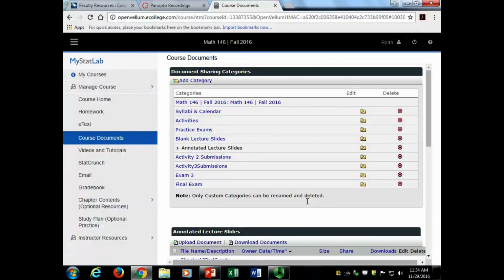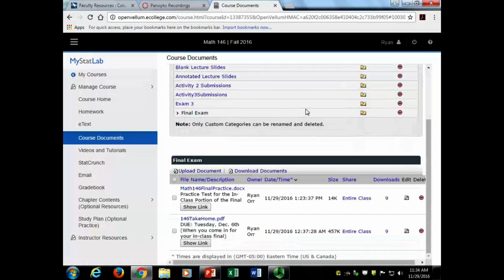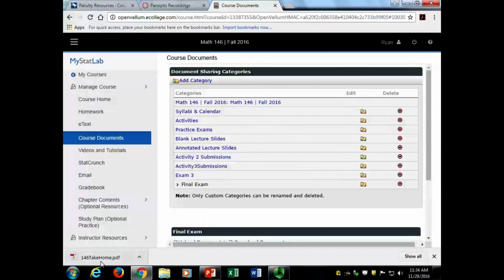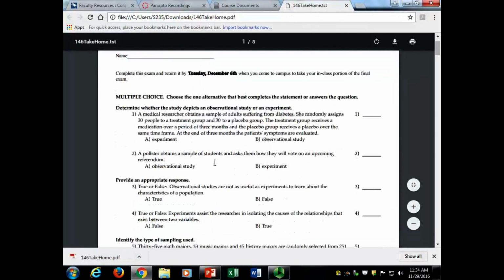But what I did post is, in the final, there's a new folder called Final Exam. And there are now two things in there. Some people have found them already. The first one in there says 146takehome.pdf. That's the take home portion. And you've got to bring it back to class.